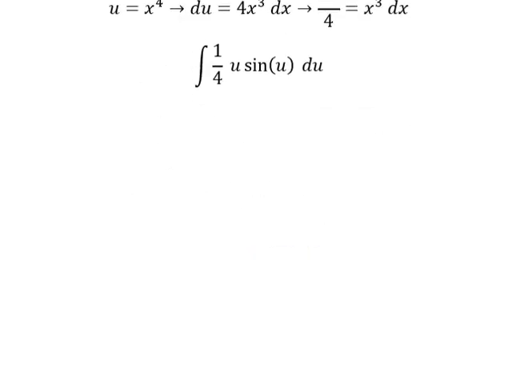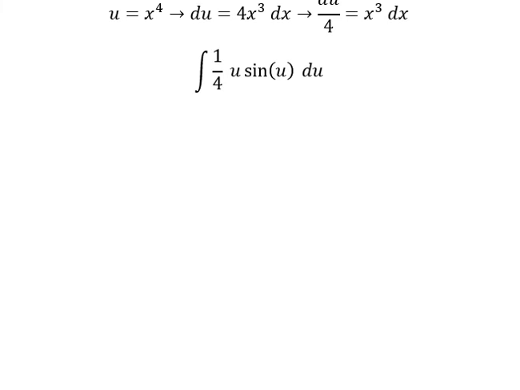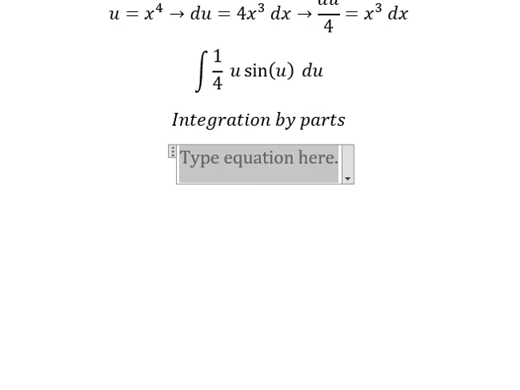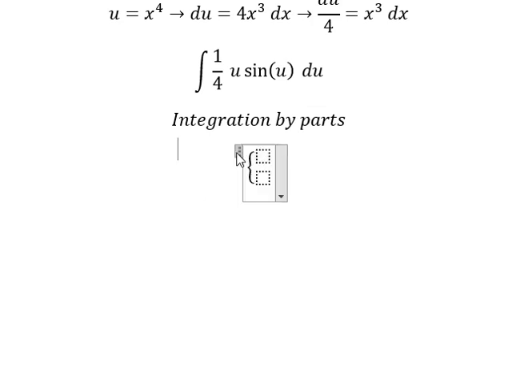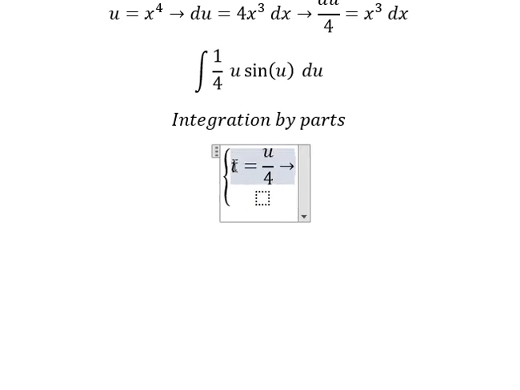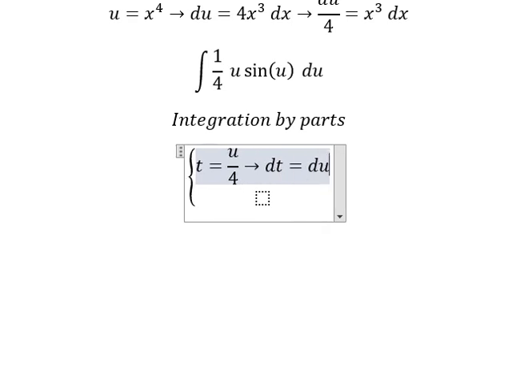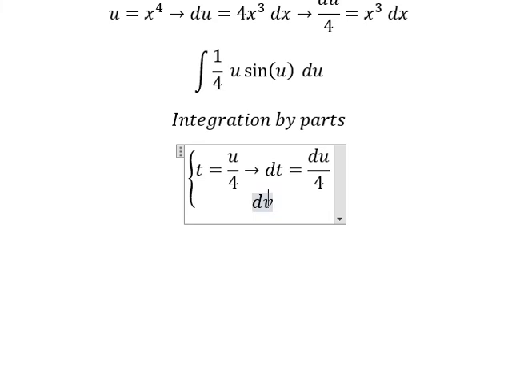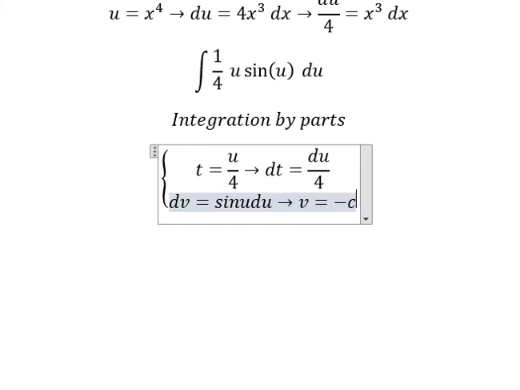Next, we can use integration by parts. So I will put t equals u over 4. Later, we do the first derivative for both sides, and we have dt equals du over 4. dv we have sine u du. The integration of this one, we have v equals negative cosine u.